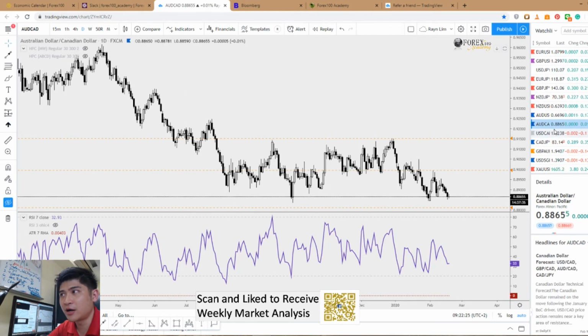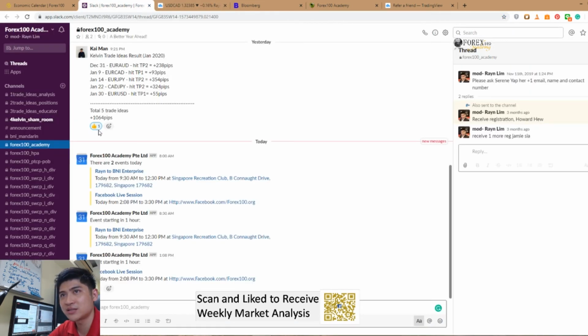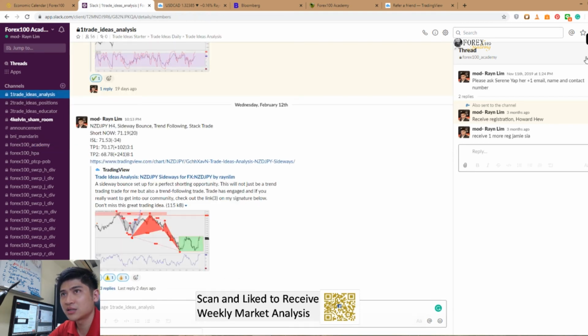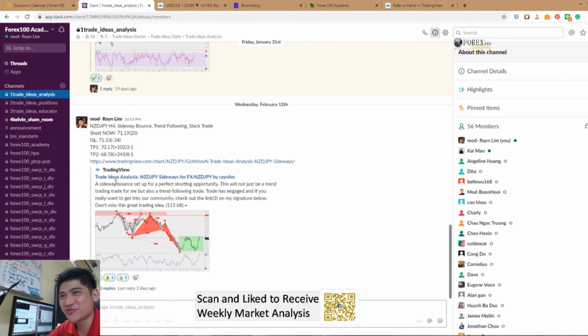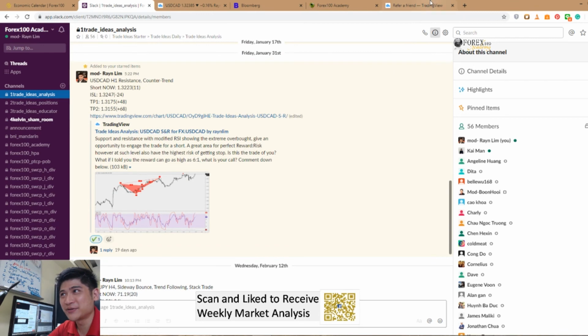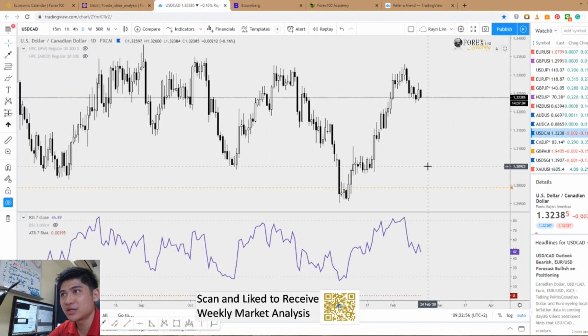Next pair, dollar CAD. Dollar Canada is a very interesting pair. I've engaged this trade. I can't remember what I did. I shorted it. Amazing, I just can't remember. This is the only trade that I'm running right now. Let's see how it goes. Risk-free trade, really. You can see that I'm very chill.